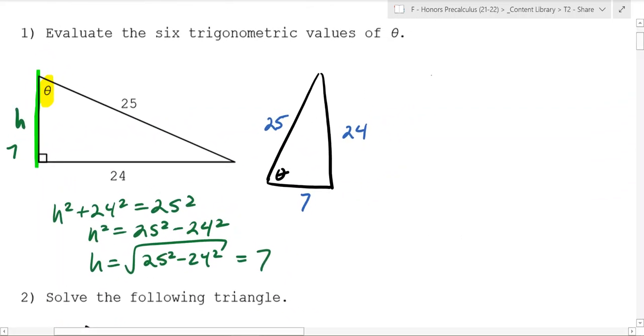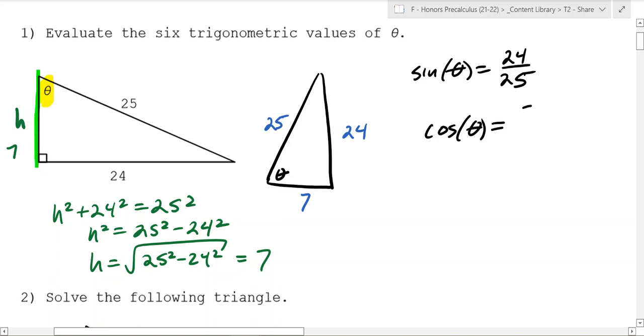So the first one we're going to do is sine of theta. And sine of theta is opposite over hypotenuse. So that's going to be 24 over 25. And then we're going to do cosine, which is adjacent over hypotenuse, k-a-h, 7 over 25. And then we're going to do tangent, which is just going to be 24 over 7.